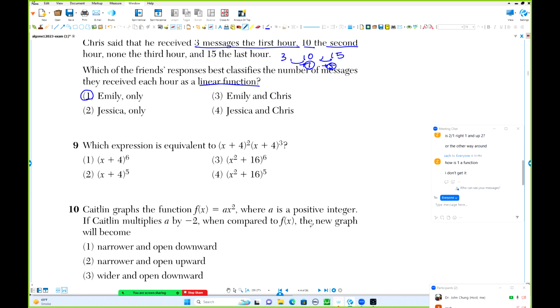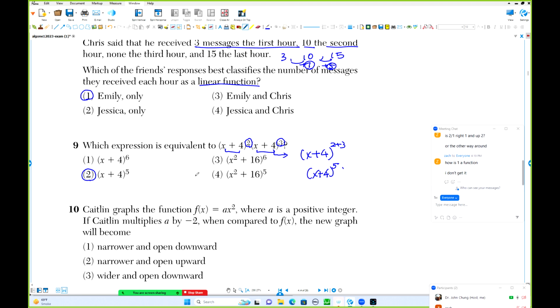All right, number 9. Which expression is equivalent to this one? Take a look. What is equivalent? For any value of x, it has the same value of y. Or maybe you can transform this one using the common factors. So the exponent, right? X plus 4, same base. The exponent will be addition. 2 plus 3 is 5. Okay? That's the answer.